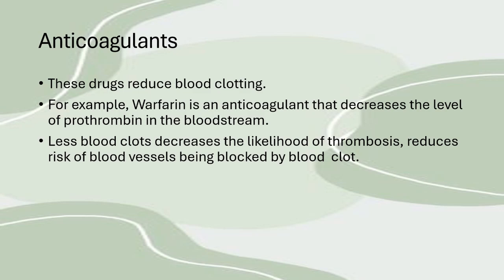Now the third type of drugs that we want to look at is anticoagulants. These drugs reduce blood clotting. For example, warfarin is an anticoagulant that decreases the level of prothrombin in the bloodstream. Have we come across prothrombin before? Yes, we have. It's in a video about blood clotting. If you don't remember, please go back and watch that, because it's a very important topic. Less blood clotting then decreases the likelihood of thrombosis, and that reduces the risk of blood vessels being blocked by blood clots. So that is anticoagulants for you.